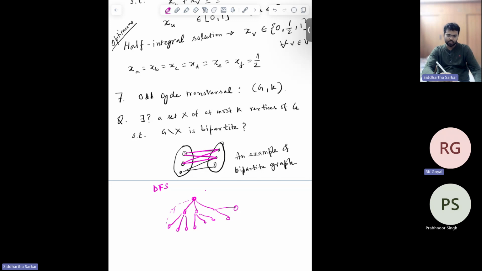So how much is the jump? If the jump is by 2 levels, then you have an odd cycle. If the jump is by 3 levels, then you have an even cycle. So you can keep track of the cycle length. Do you understand?